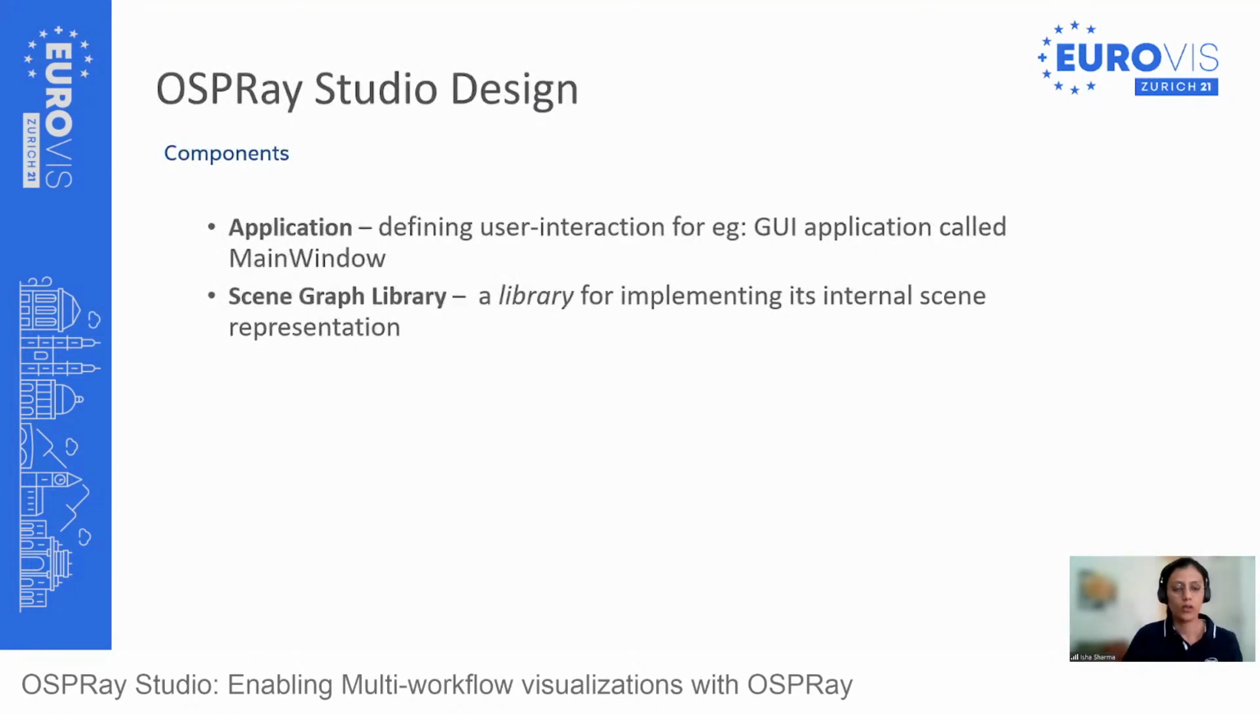Now we will quickly discuss the OSPRay Studio design in an overview. So there are 2 main components to OSPRay Studio. One is the application component and one is the scene graph library. The application component mostly defines the user interaction with OSPRay Studio. For example, the GUI application component would provide editors and builders for different scene objects on top of a GLFW window. And the scene graph library is a library that implements most of the internal scene representation for OSPRay Studio.